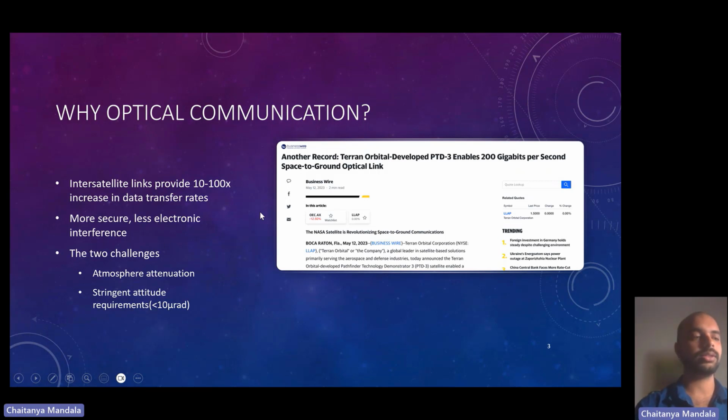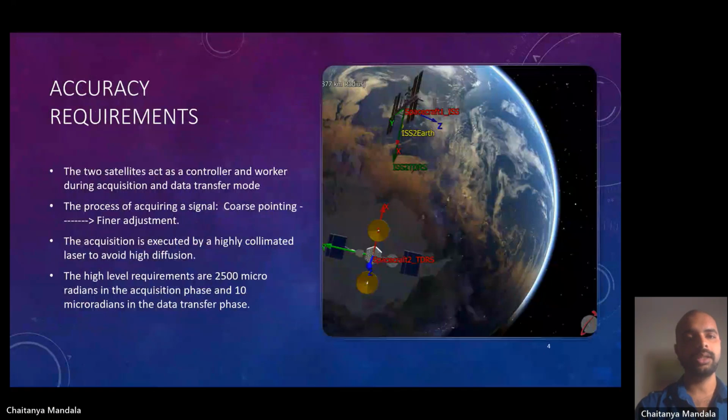And the second, we all remember playing around with lasers. They're very thin. So to connect two satellites with lasers, we need the attitude control to be significantly accurate so that the two satellites are aligned within that laser. So accuracy requirements, let's talk a bit about this.